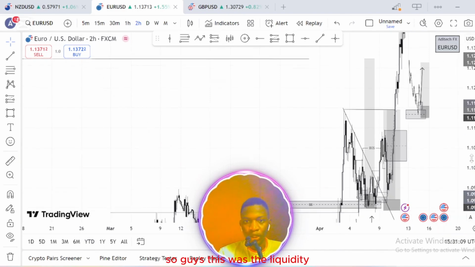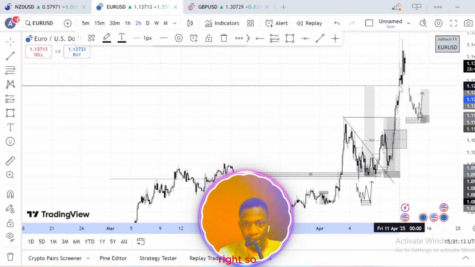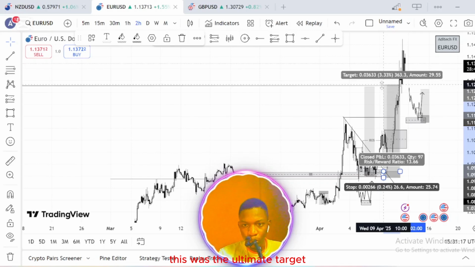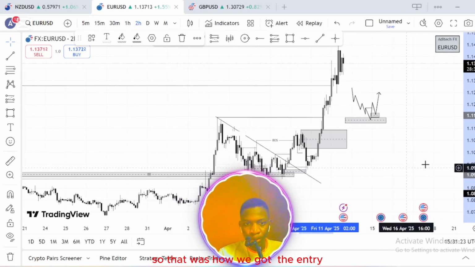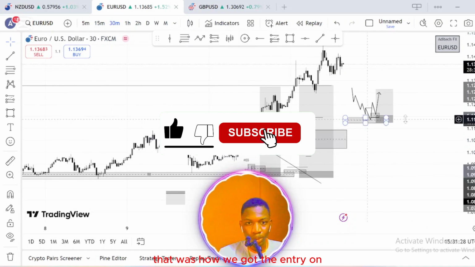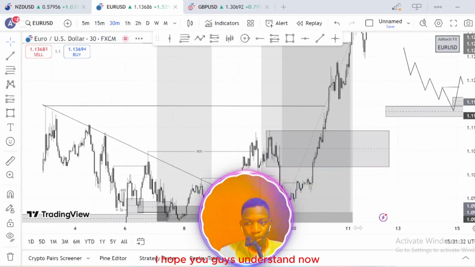So guys, this was the liquidity we were targeting on the higher time frame, right? So this was the ultimate target, 300 pips, right? So that was how we got the entry on it. I hope you guys understand now.